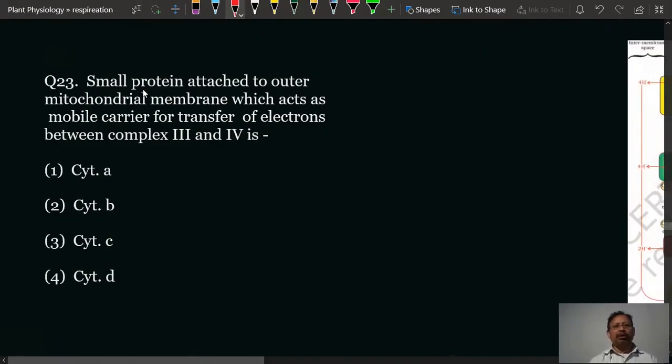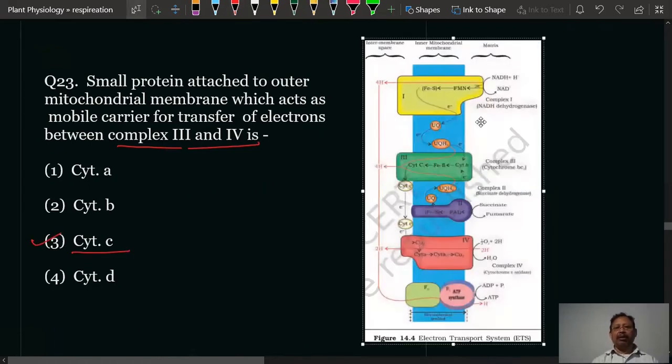Question number 23. The small protein attached to outer mitochondrial membrane which acts as mobile carrier for transfer of electron between complex 3 and 4 is the cytochrome C. In this picture, this is the cytochrome C, the small protein which transfers electron from complex 3 to complex 4.